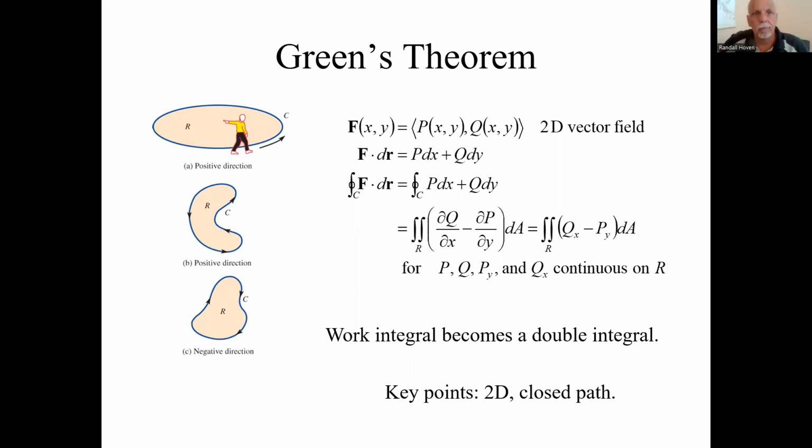Okay, we were talking about work integrals, and another method that can be used to compute or evaluate work integrals in certain situations is to use Green's theorem. Those situations are: the vector field is two-dimensional, just x and y, no z, and the path of integration is closed. It comes back to itself, a closed loop or path. And in that case, this work integral becomes a double integral.